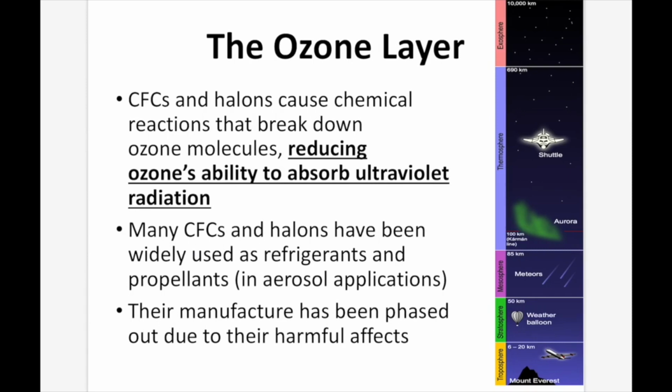CFCs and halogens cause chemical reactions that break down ozone molecules, reducing ozone's ability to absorb ultraviolet light. Many CFCs and halogens have been widely used as refrigerants and repellents, but their manufacturing has thankfully been phased out due to the harmful effects. So unfortunately, we didn't really know about the harmful effects while we were using them. Once we figured it out, we did something about it, which is great.